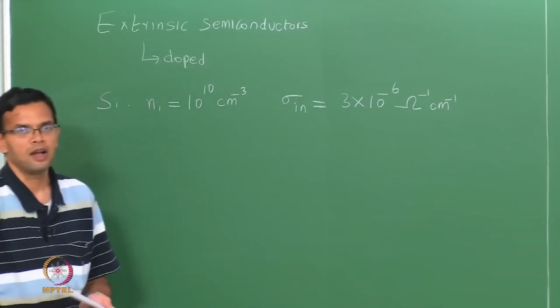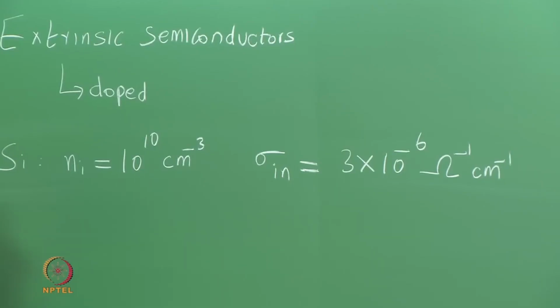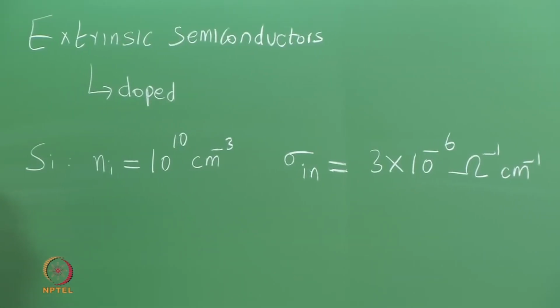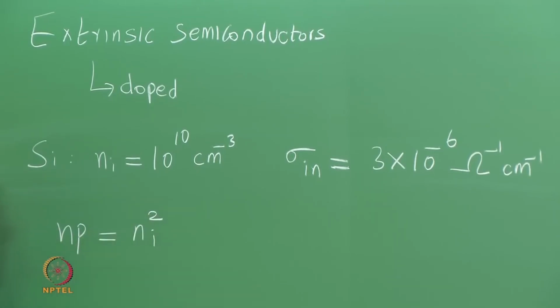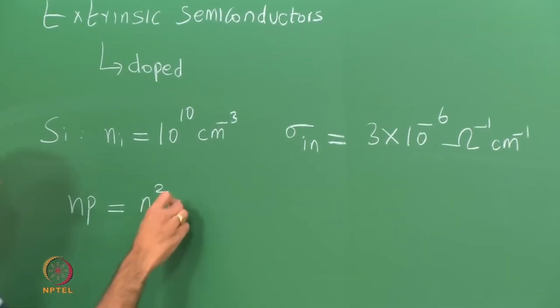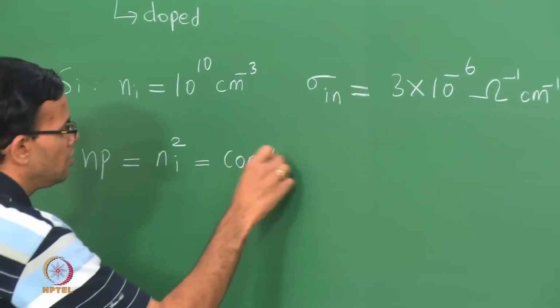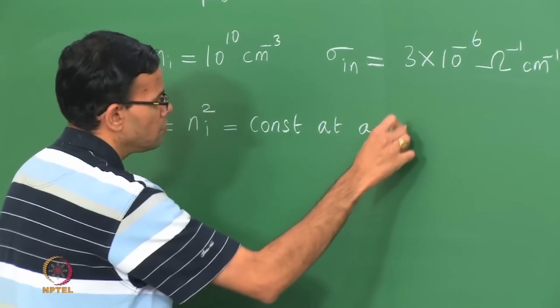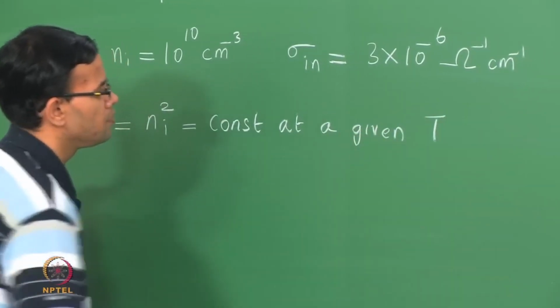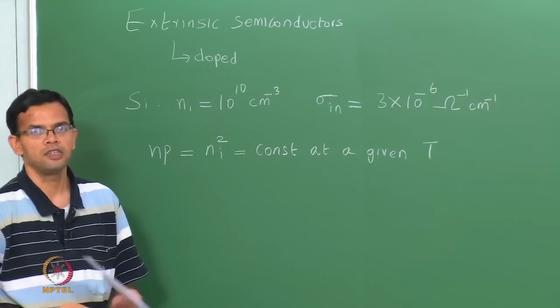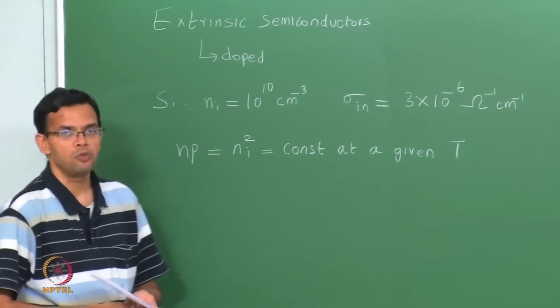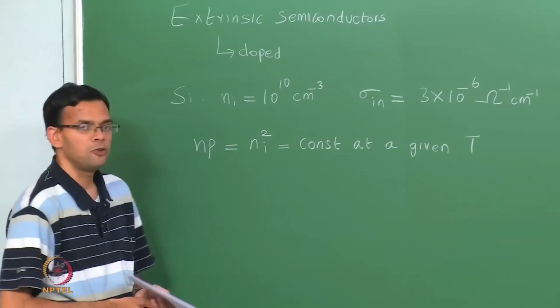So we wanted to increase the conductivity, so we selectively added impurities or dopants to the silicon in order to make it an extrinsic semiconductor. We also saw that in any semiconductor the law of mass action must always be satisfied, so that np is equal to ni square, which is a constant at a given temperature. This meant that we can either increase the concentration of electrons or increase the concentration of holes. We cannot do both.